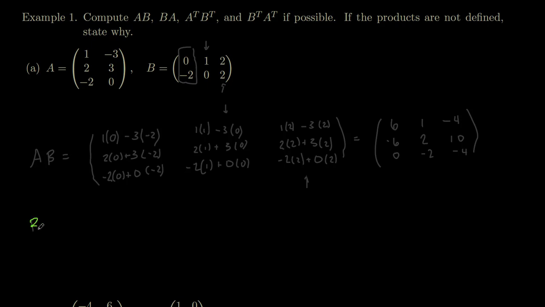So B times A. Let me write it here because it's going to get more messy. B times A. B, remember, is 2 by 3. A is a 3 by 2. So now the 3's do match, and the 2's are going to give me the size. So AB is a 3 by 3. BA is a 2 by 2.